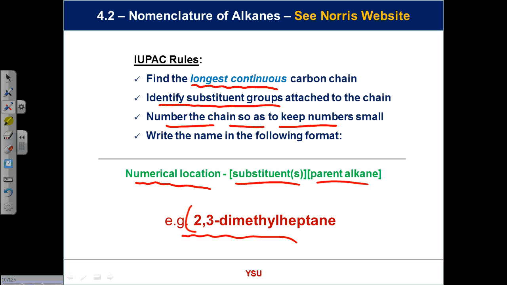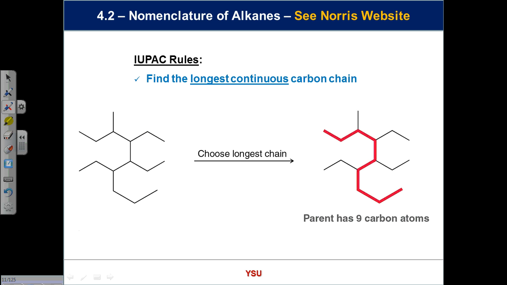So the 2,3 here is telling you numerical location. The dimethyl here is telling you something about the fact that you have some methyl groups attached. They're the substituents. And the heptane at the end is the parent alkane. Nothing tricky to this stuff. So get started. The book is very nice about this.